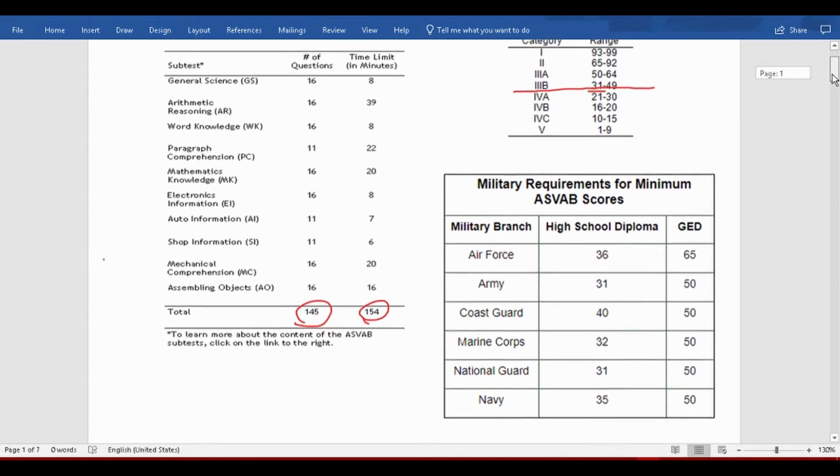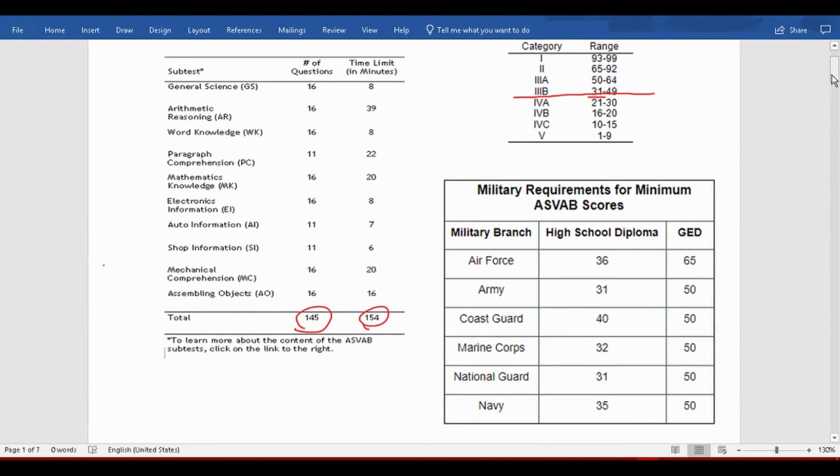The reason I always stress that in my videos is this. For each branch of the military, there are minimum scores you do need to obtain before you can enlist. And I know this says minimum ASVAB scores. More specifically, these are minimum AFQT scores. Okay? And as you can see, if you have a high school diploma, you need these scores to enlist in these branches, whereas if you have a GED, you need these scores to enlist in the same branches.